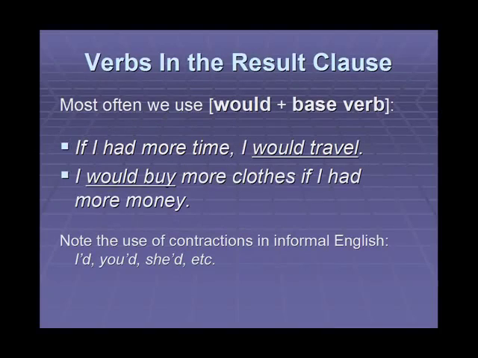As for verbs in the result clause, most often we use would plus the base verb. If I had more time, I would travel. I would buy more clothes if I had more money. Note the use of contractions in informal English. Either writing or speaking will use I'd, you'd, she'd, etc.